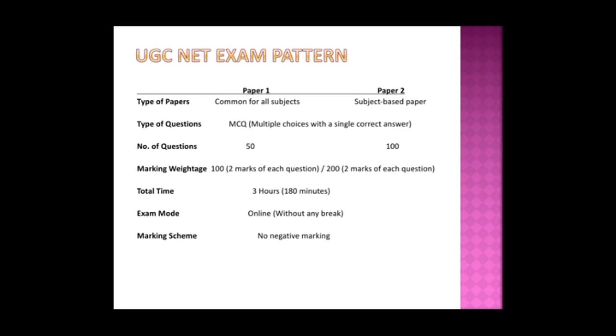Both papers are multiple choice with a single correct answer, that is, MCQ type questions. It's an online exam. Paper 1 contains 50 questions and paper 2 has 100, so a total of 150 questions from both papers. The marking weightage is 100 marks for the first paper, 2 marks for each question, and 200 marks for the second paper, so the total is 300. In the second paper also, all questions carry 2 marks each.